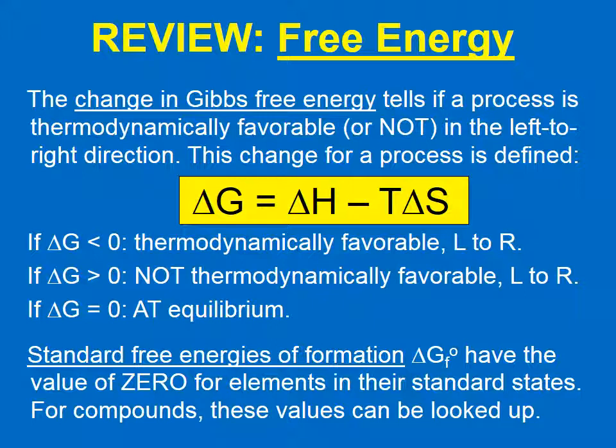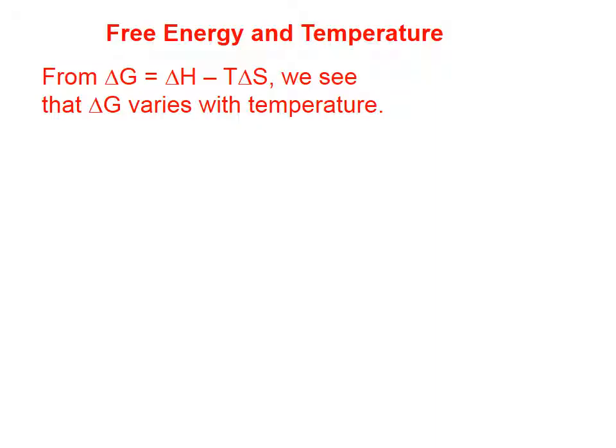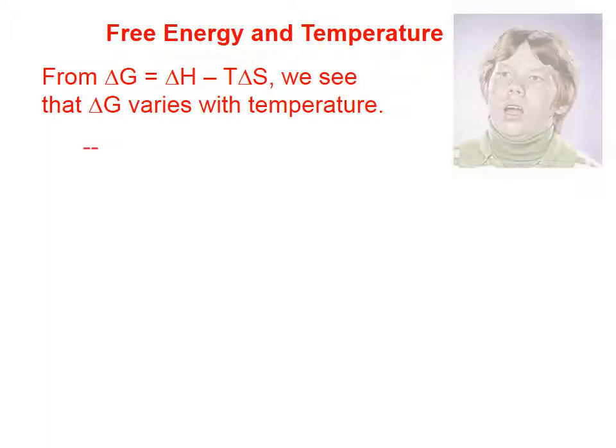Standard free energies of formation, delta GF naught, have the value of 0 for elements in their standard states. For compounds, these values can be looked up. From delta G equals delta H minus T delta S, we see that delta G varies with temperature.